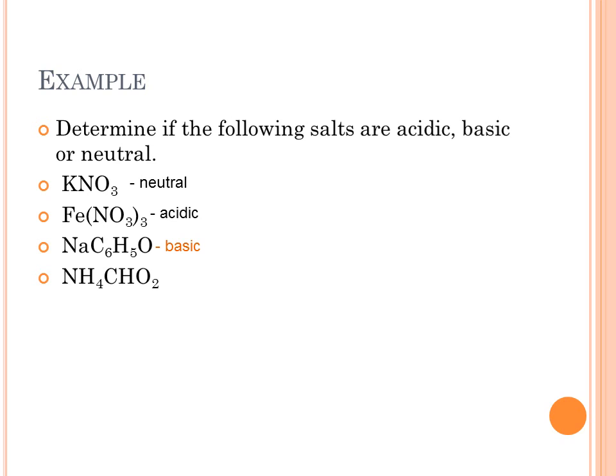Ammonium formate. Ammonium is acidic. Formate is from formic acid, which is a weak acid, so that's a weak base. So again, it's going to depend on Ka and Kb. So Kb for the formate is 5.56 times 10 to the negative 11th, and the Ka is 5.56 times 10 to the negative 10 for the ammonium. So the ammonium is a bit stronger than the formate, so that salt would end up being somewhat acidic.